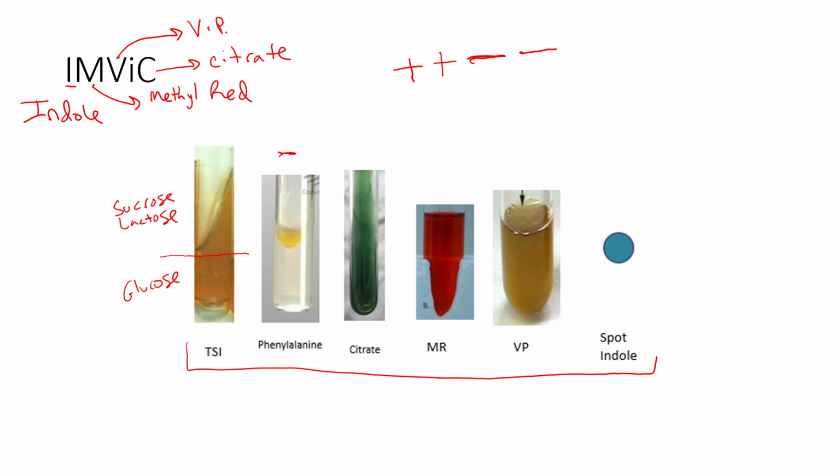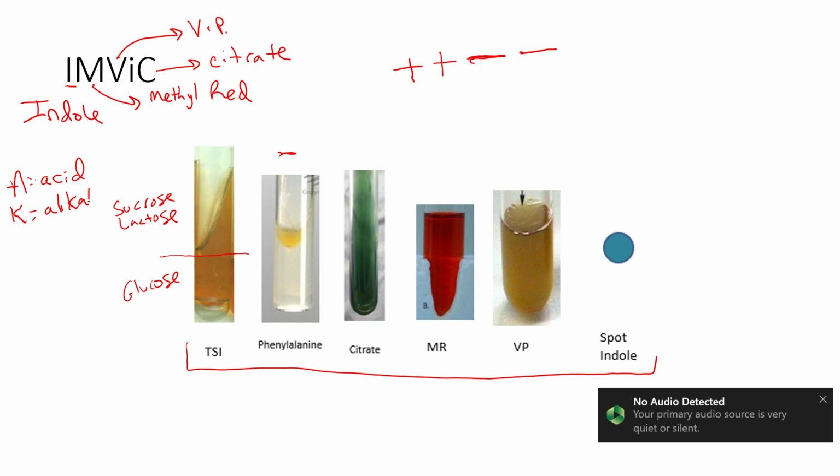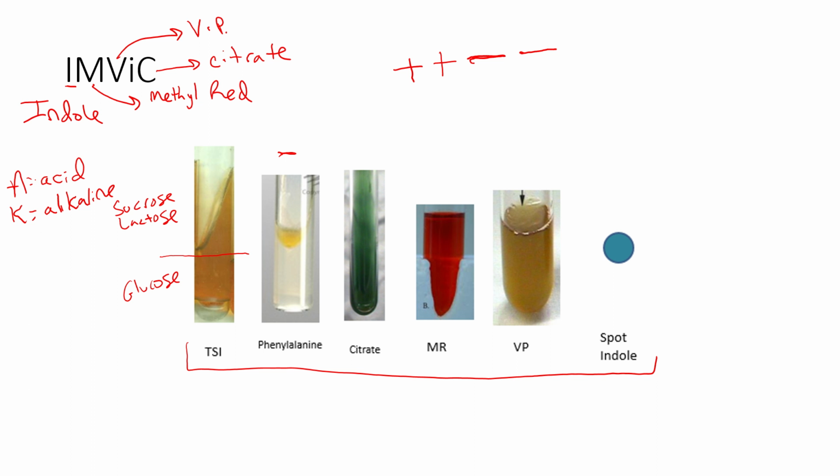A is for acid. K is for alkaline. So if we see a yellow color change, then we know that an acid was produced, and we're going to mark it as an A. If there is no color change, if it stays pink like the original color that it came as, then we're going to mark it K for alkaline.